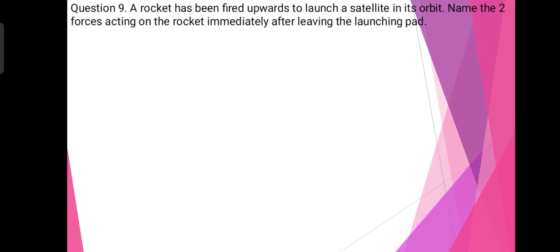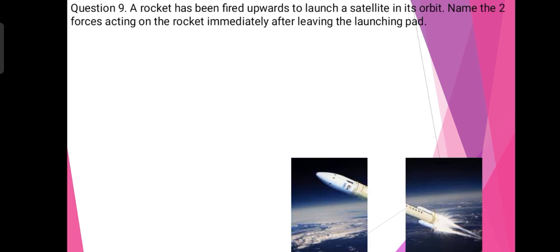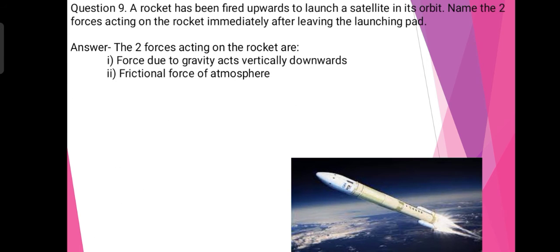Question number 9. A rocket has been fired upwards to launch a satellite in its orbit. Name the two forces acting on the rocket immediately after leaving the launching pad. The two forces acting on the rocket are: first, force due to gravity acts vertically downwards; second, frictional force of atmosphere.